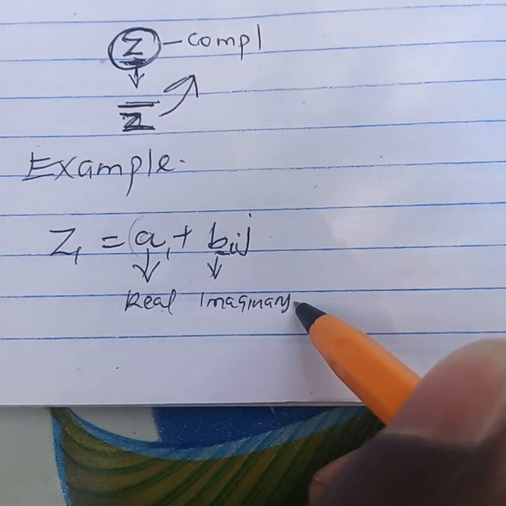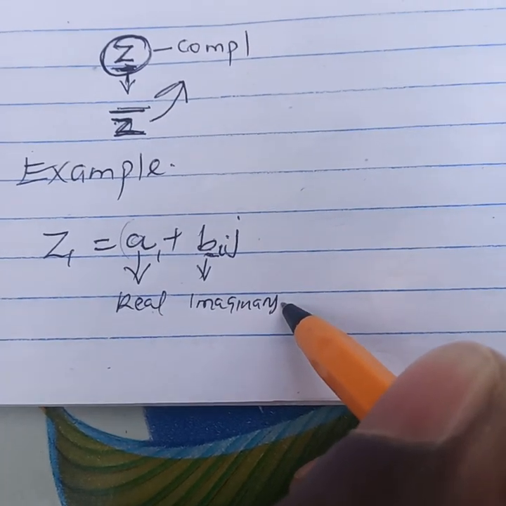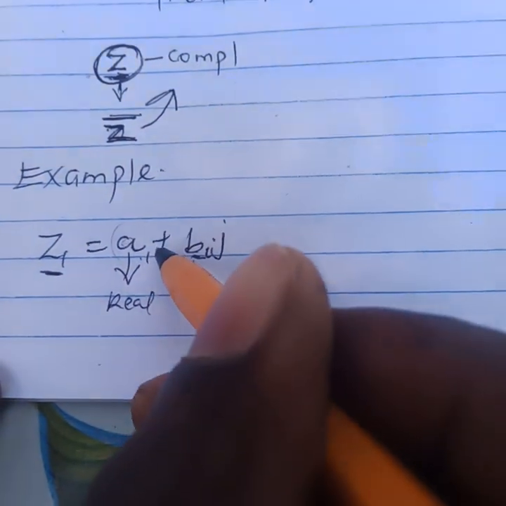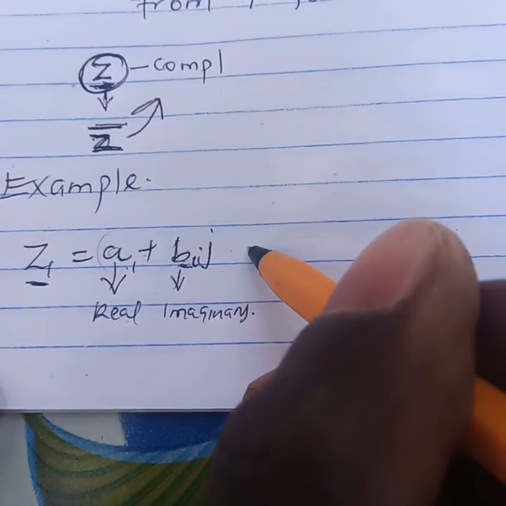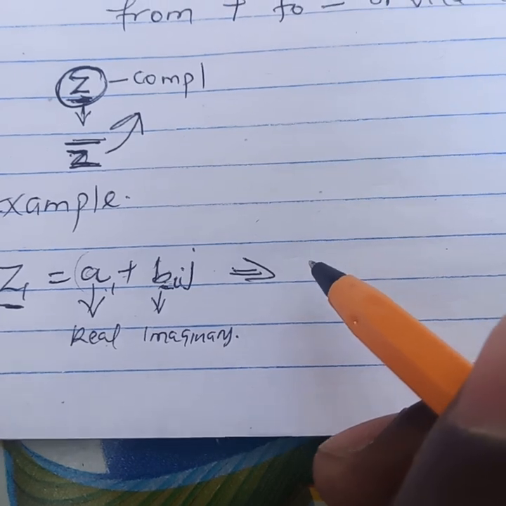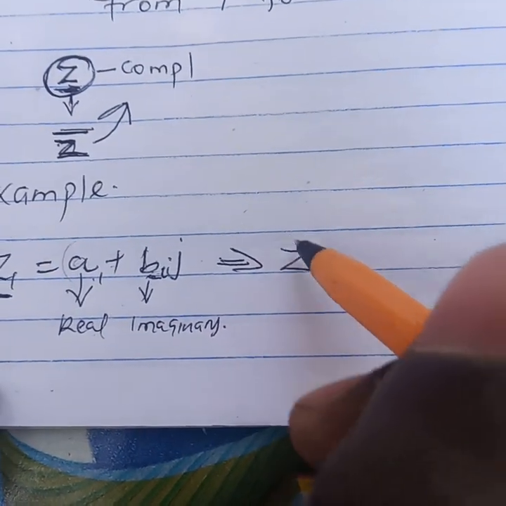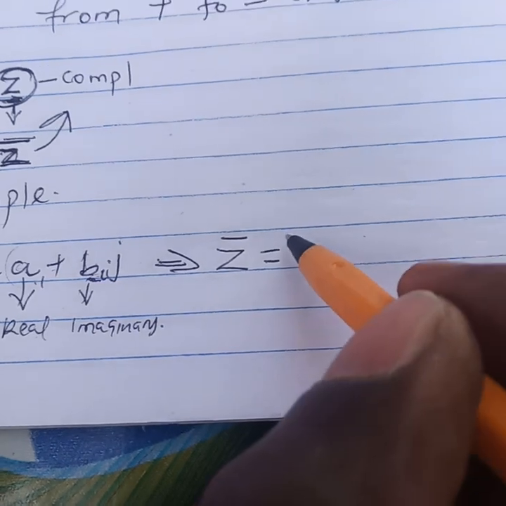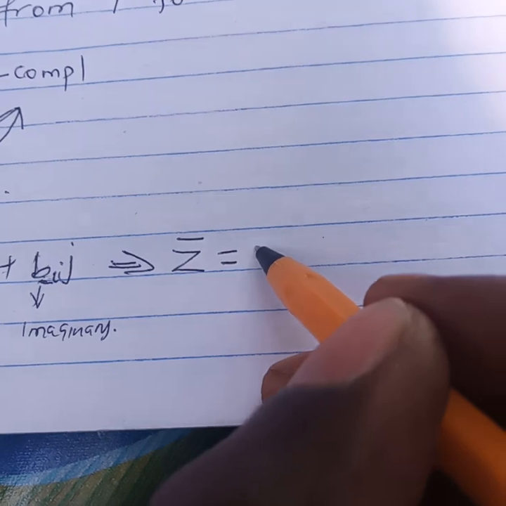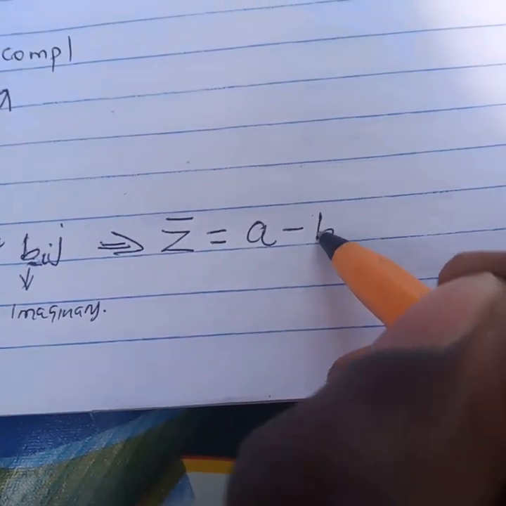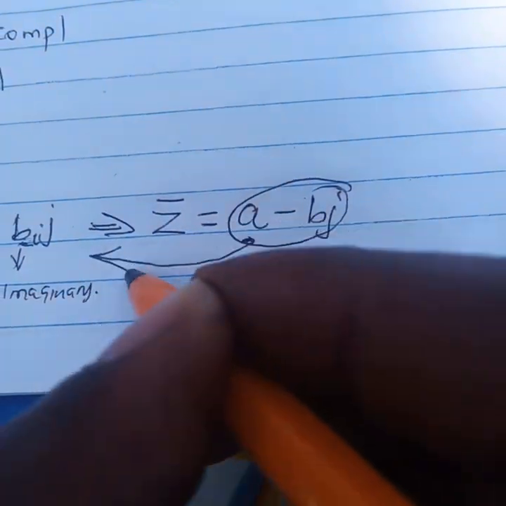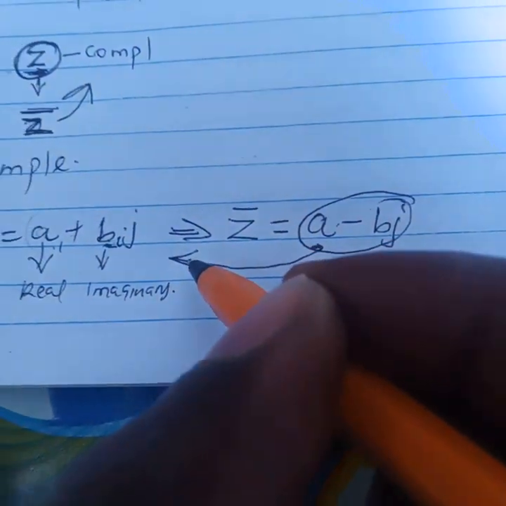Write down the complex conjugate of Z. The complex conjugate of this A1 plus B1j, we said that we denote a conjugate of a complex number as Z bar, equals, we actually change the sign. So we have A minus Bj. So this one is the conjugate of this one.